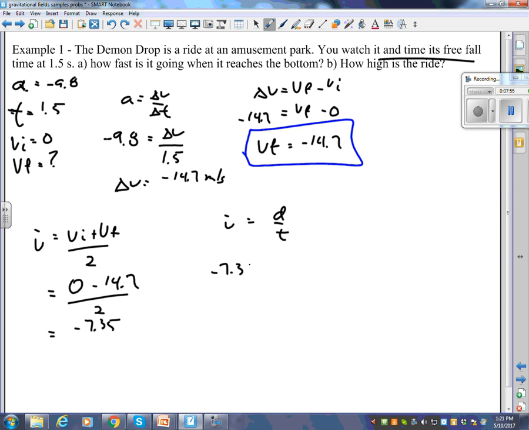Now, should this be negative? No. My D value ends up being a negative, right? 7.35 times. But the negative means down. Exactly. Yep, the 7.35 times 1.5. 11.03, we'll say. And you're right, Leo. The negative just means that it's down. That's all it means. The D stands for displacement, right? So it's dropping 11 meters.